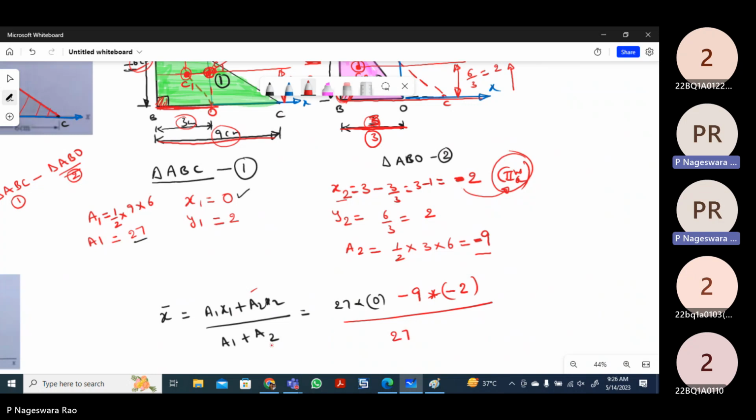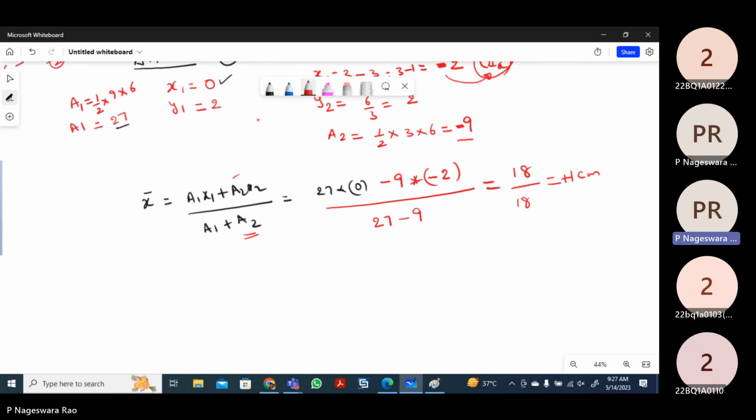A1 is 27. The area is not being added here, we are removing the area, hence it is minus. Then finally we get 9 times 2, that means 18. 18 divided by 27 minus 9, and 27 minus 9 is again 18. So finally what we got here is plus 1 centimeter. That is positive, because the centroid of the shaded area lies in the first quadrant.